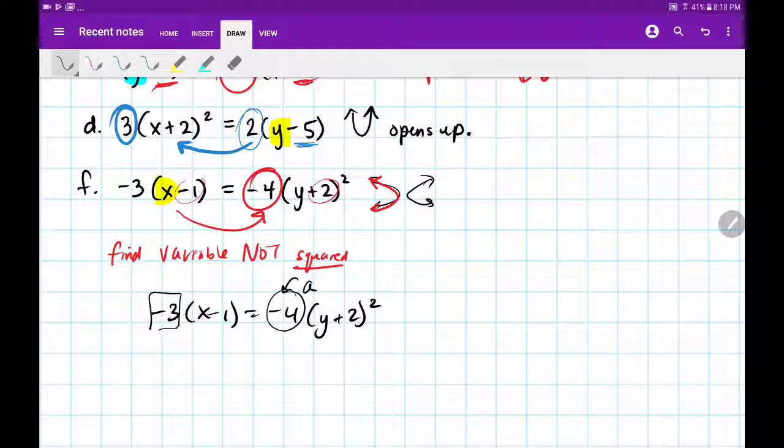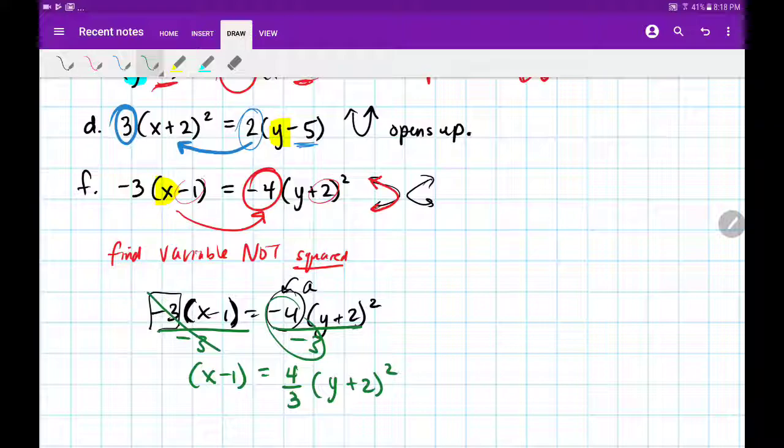But usually we don't have a number in front of the x or the y that's not being squared. So watch what I'm going to do here. I'm going to divide both sides by that negative number. When I do that, I'm left with x minus 1 equals, this becomes a positive 4/3, (y plus 2) squared. Now this is what we really should be working with. So F was a tricky problem because even though a looked like it was negative, it was actually deceiving because we had to get rid of that -3 through division.